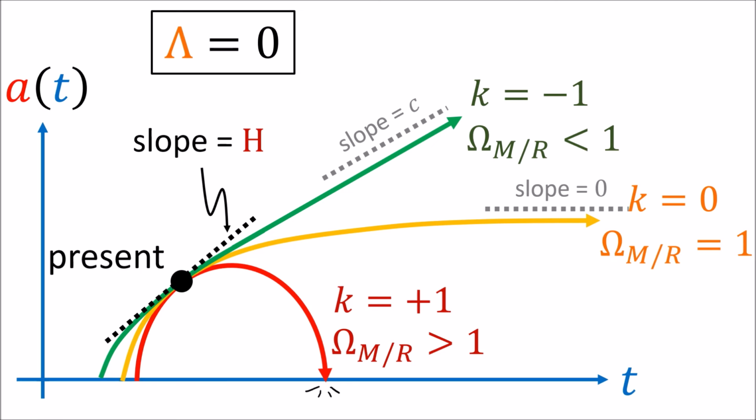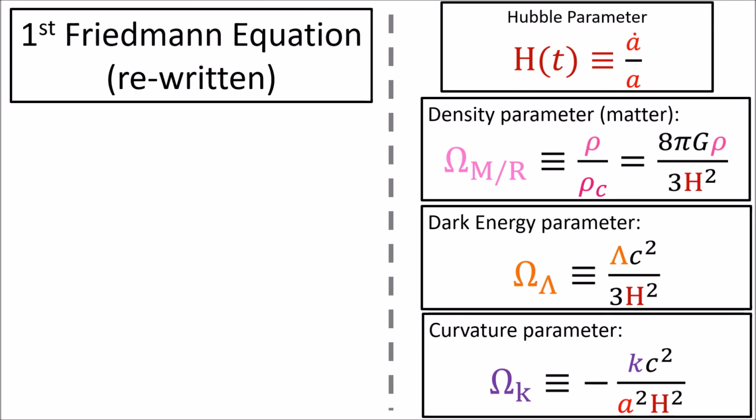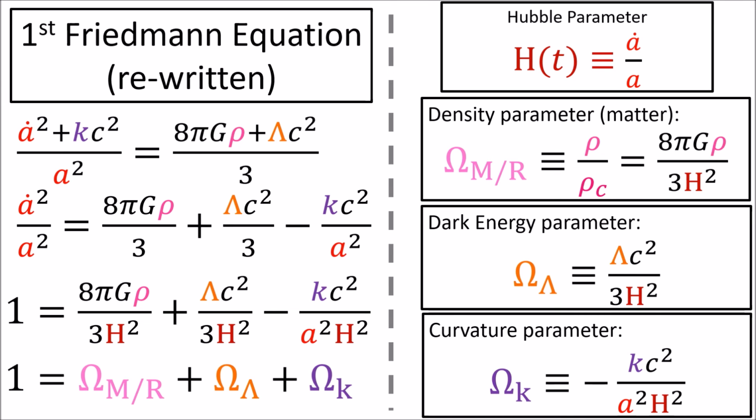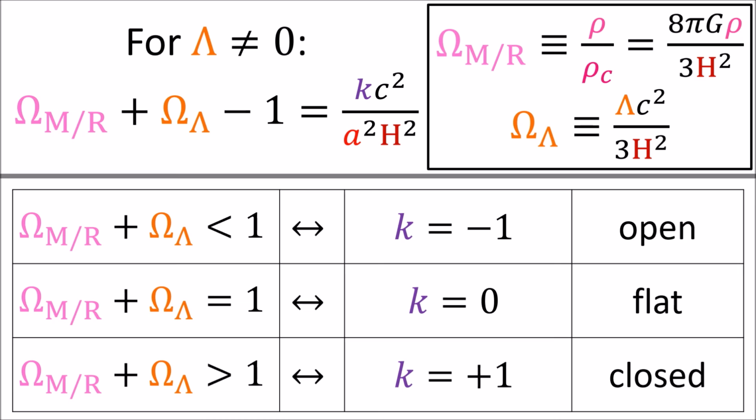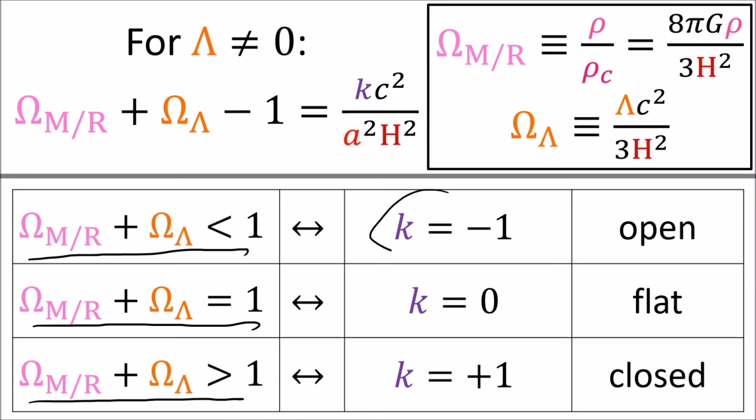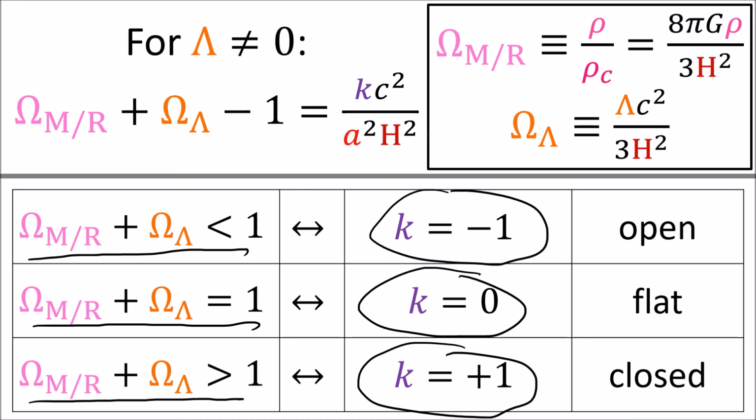Now, all of this is with a cosmological constant equal to 0. So what if lambda is non-zero? Going back to our first Friedmann equation, this means that the density parameter, dark energy parameter, and curvature parameter all sum to 1. So knowing any two of them will determine the third. For example, if we look at the sum of the density parameter and dark energy parameter, by checking if it's less than, equal to, or greater than 1, we can determine if k is -1, 0, or +1.